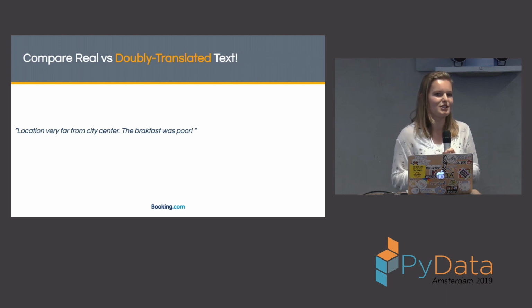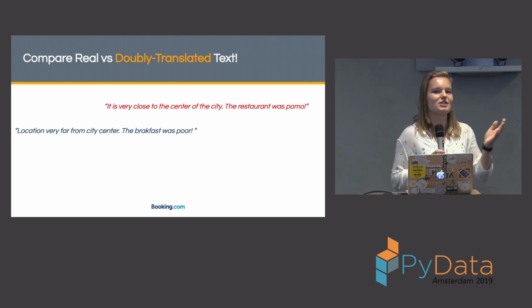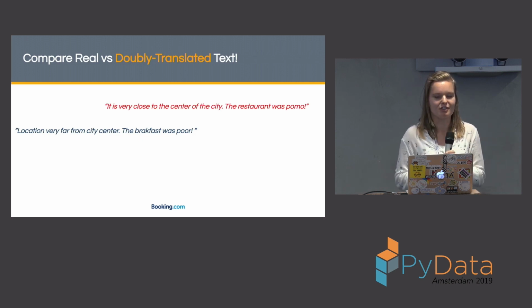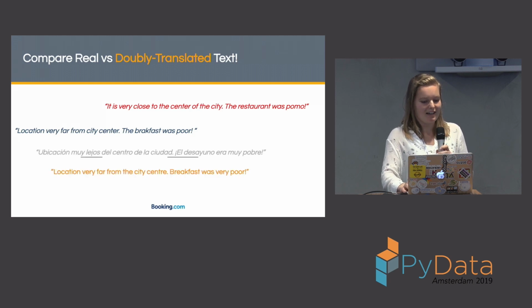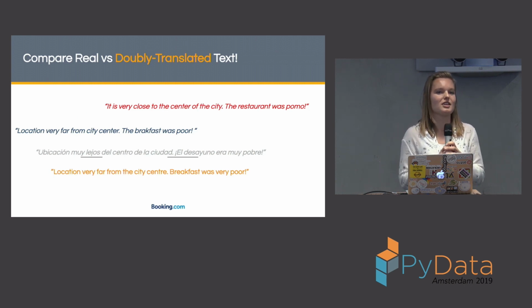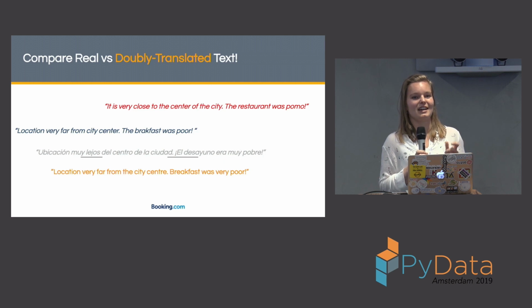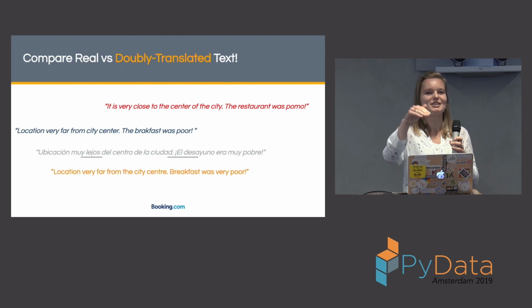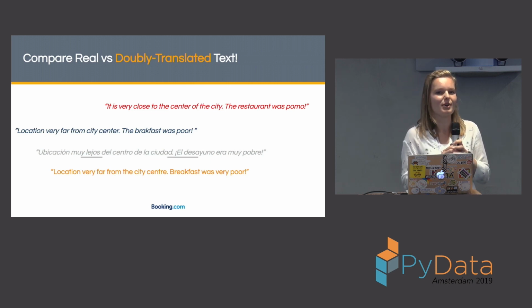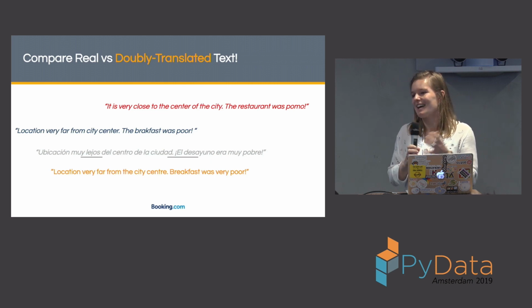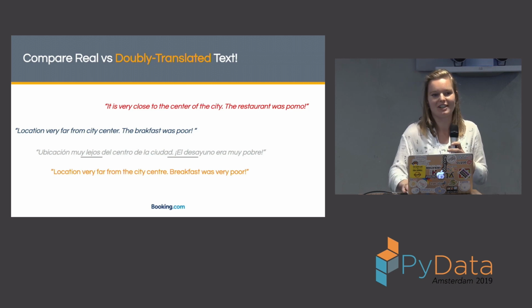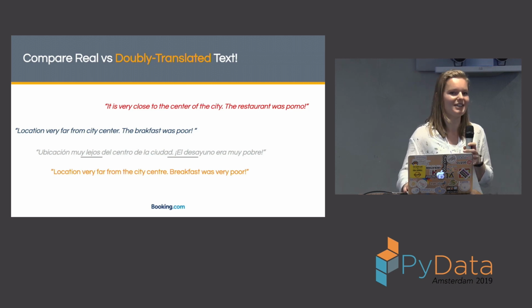So let's come back to this example where I hope we still remember that in the old case, it would translate to something positive and it doesn't understand the spelling mistake. Now what we see is that with this double translation, it actually does understand location very far from the city center, and it corrected the spelling mistake. Breakfast was very poor. It's not just poor, but very poor. But this would be considered a good translation. So this is definitely way better than what we had before.